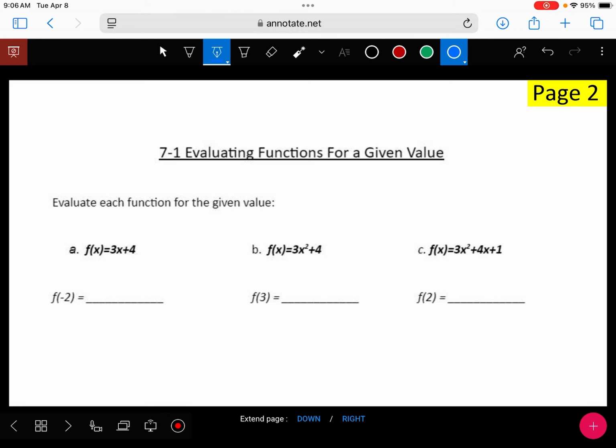So when it says evaluate, that means you are going to substitute. That's what the word evaluate means. It means you are substituting. And you're substituting whatever number is in the parentheses.